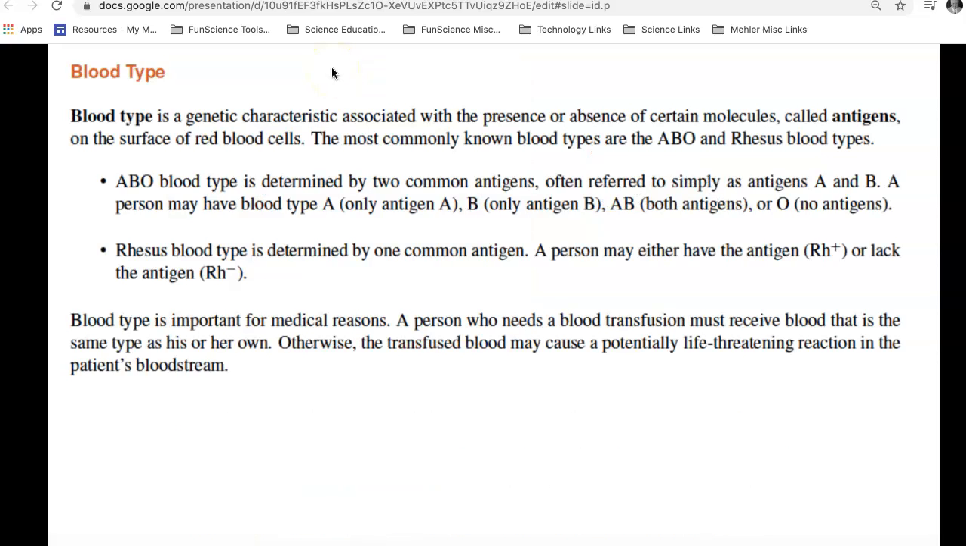You may know your blood type, and blood type is caused by certain molecules on the surface of the red blood cells. There's A and B, and you can have one or both, or you can have neither. Read about that. There's also another common antigen called Rh, and Rh stands for rhesus blood type. Make sure you read and understand those.